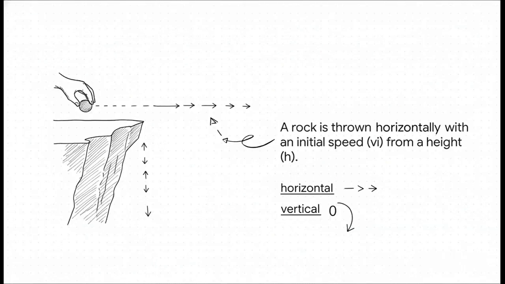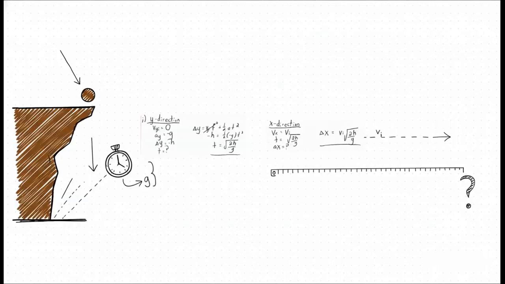All right, picture this. You're standing on top of a cliff. You take a rock and you throw it straight out, perfectly flat, totally horizontal. At that exact instant you let it go, all of its speed is going sideways in that horizontal x direction. What about its vertical speed? Well, it's zero. It hasn't started falling yet. It's not moving up. It's not moving down. Not yet. So the big question is, where is it going to land?